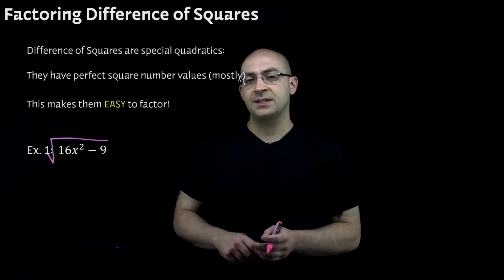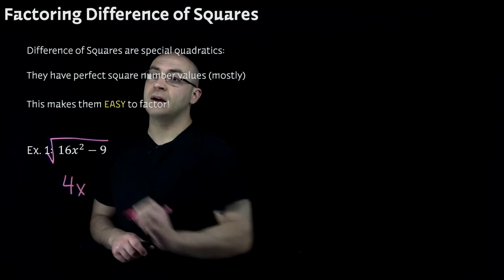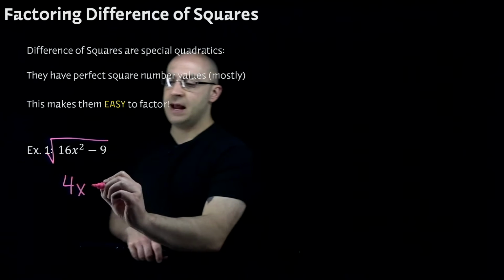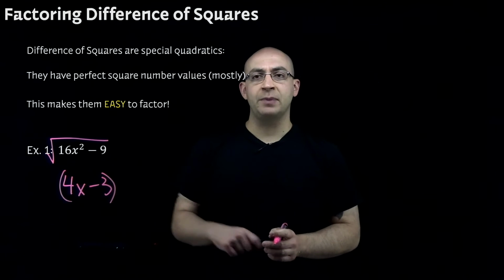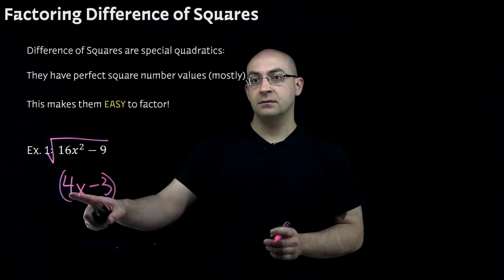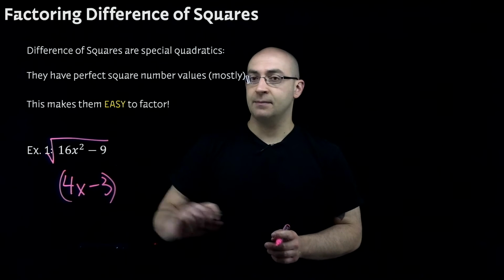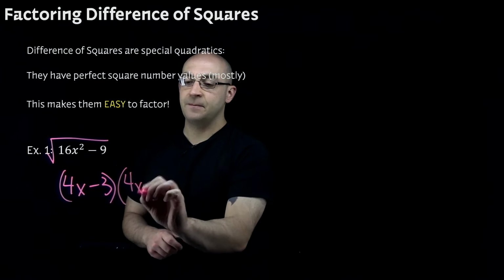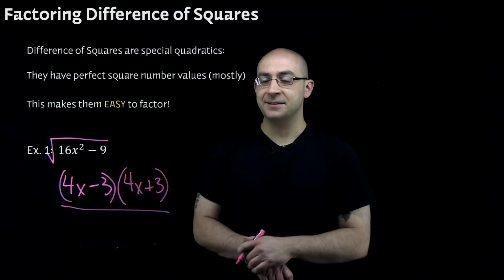The square root of 16 is 4. The square root of x squared is just x. The square root of 9 is 3. Now, here's how this works. We always want to set the first factor pair up with the square roots of both of these numbers, one of those variables, and a minus sign. Now, all we need to do for the second set of factors is change the sign. And we're done.